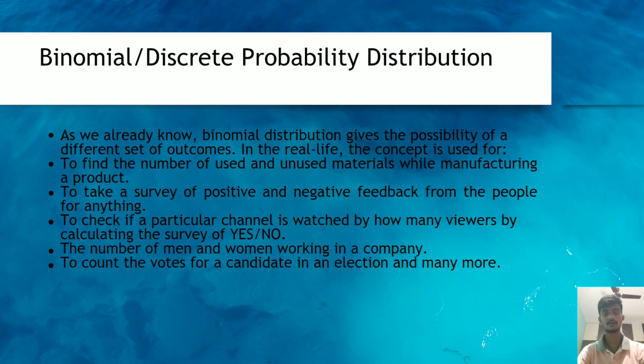Some examples of binomial probability distributions in real life: finding the number of used or unused materials while manufacturing a product, taking a survey of positive and negative feedback from people for anything, checking how many viewers watch a particular channel, calculating a survey of yes or no, the number of men or women working in a company, and counting votes for candidates in an election, and many more.